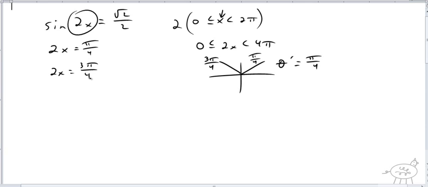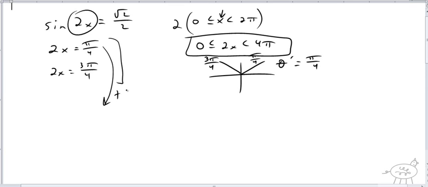Now, if you take a look at this again, 2x is between 0 and 4 pi. Do you agree that this is definitely between 0 and 4 pi? Well, what else can I do with this? I have additional answers. An additional answer comes from adding 2 pi to that, coterminal. So I can say 2x equals 9 pi over 4. And I can also add 2 pi to this one, so 2x is equal to 11 pi over 4.